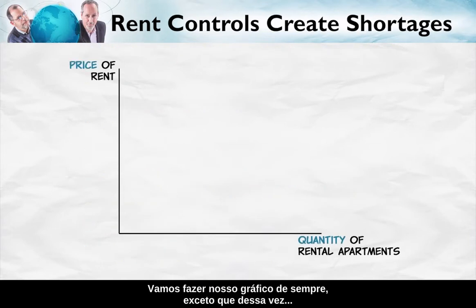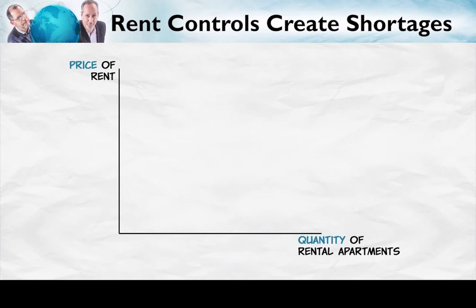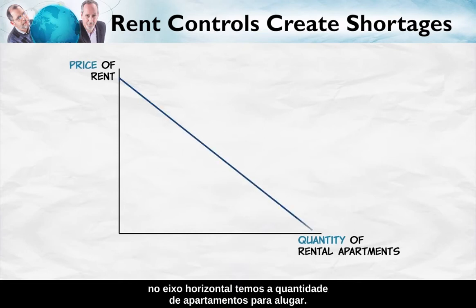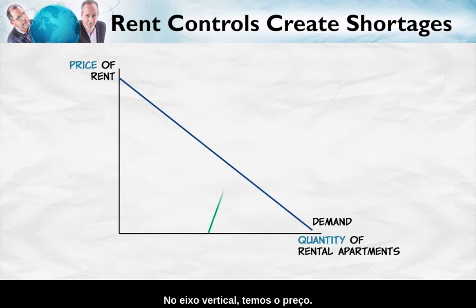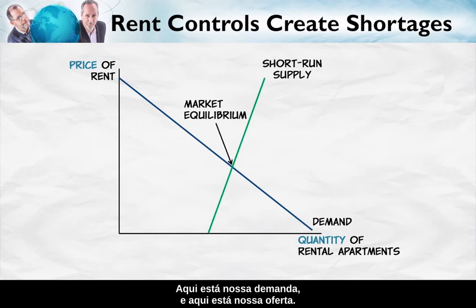Let's do our usual diagram, except this time on the horizontal axis, we have the quantity of rental apartments. On the vertical axis, we have price. Here's our demand, and here's our supply. The main thing we want to add here is that the supply of apartments in the short run is going to be very inelastic. Why?